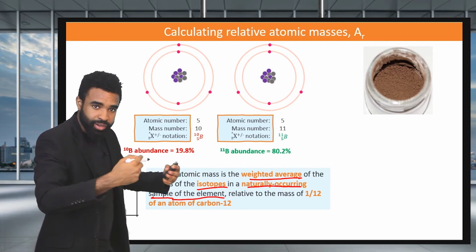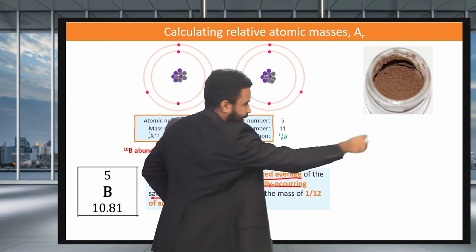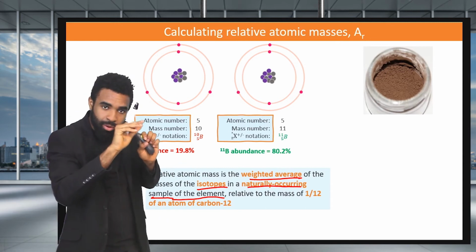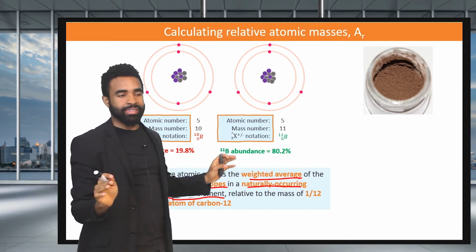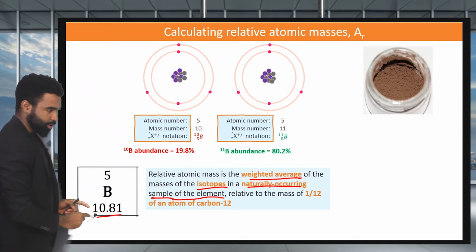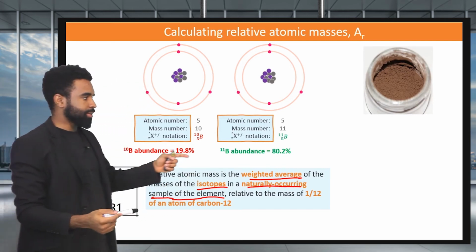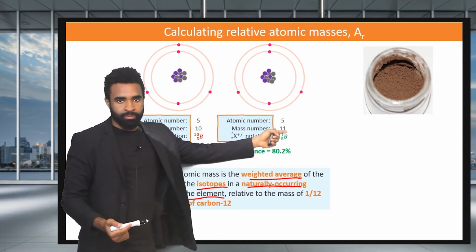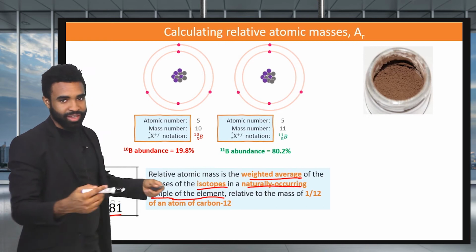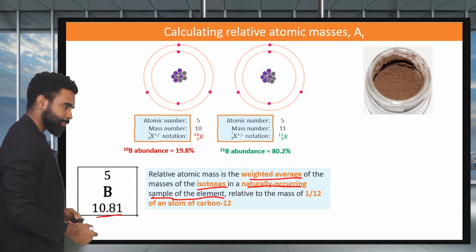It needs to be naturally occurring because in theory, you could get some boron that was pure boron 11. You could isolate out all the boron 11 atoms. There are a number of mechanisms to do that, and you wouldn't have a relative atomic mass of 10.801. You'd have a relative atomic mass of just 11. And we wouldn't call it a relative atomic mass. So you need the naturally occurring sample of the element.